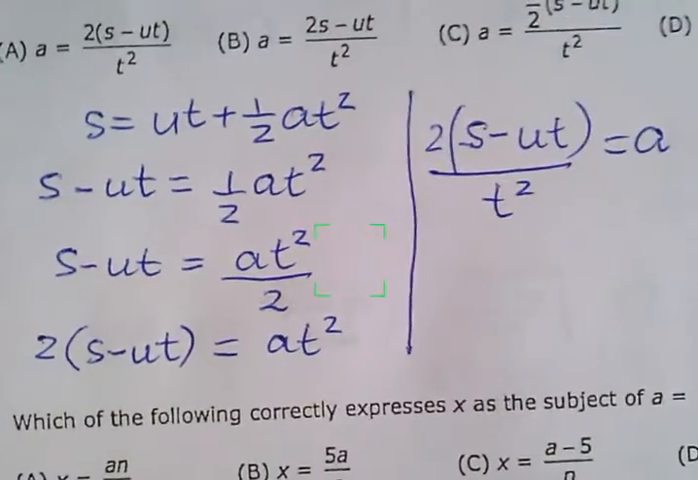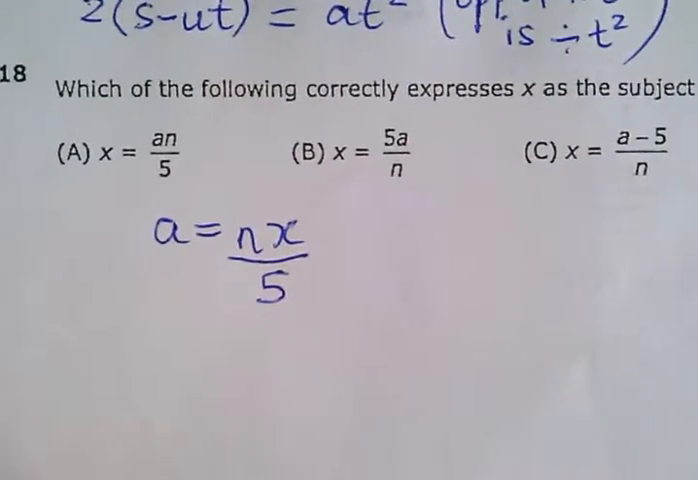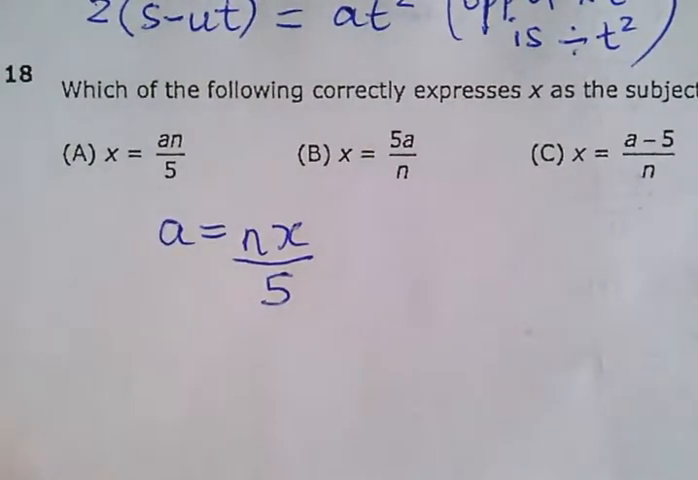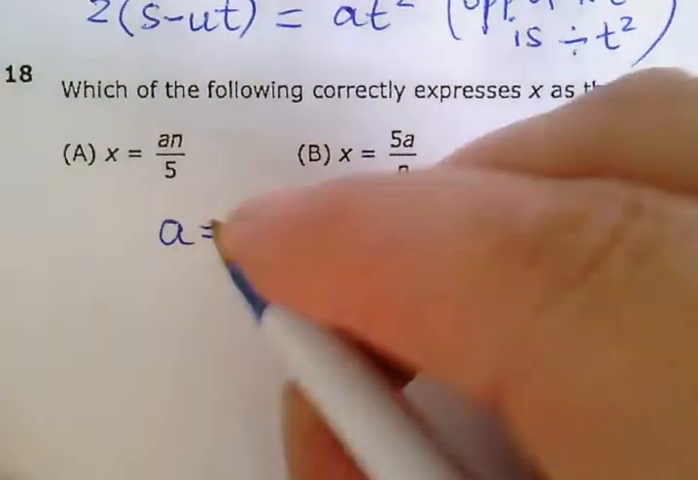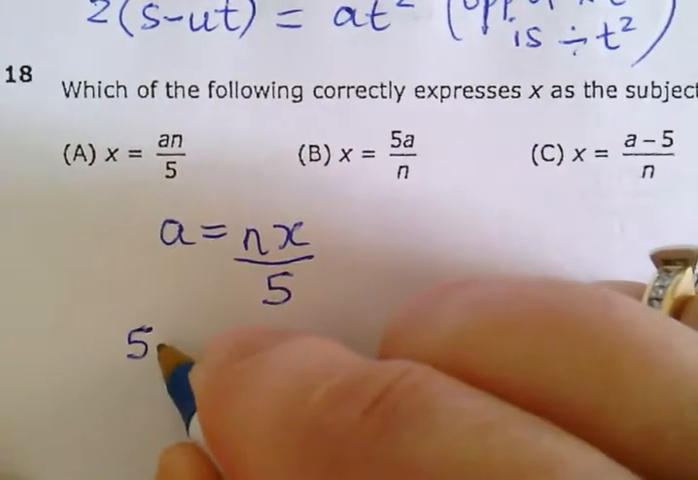We want x to be the subject of this equation. So what do we get rid of first? Nx divide by 5. The inverse operation of divide by 5 is 2 times 5.